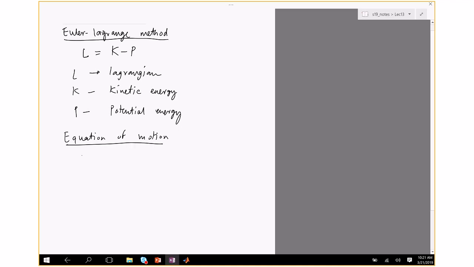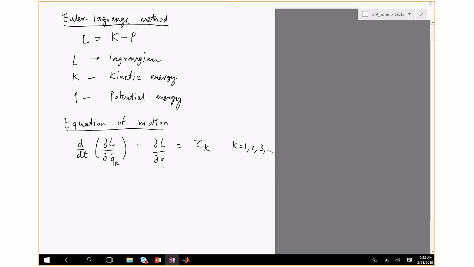Okay, it is d/dt of dL/dq̇k minus ∂L/∂qk equals τk, where k goes from 1 to 3 and so on. I'll tell you what q is in a bit. Okay, what is q and what is tau? qk is the generalized coordinate.